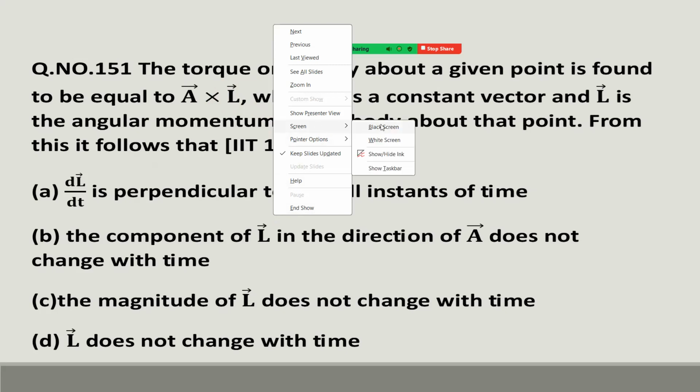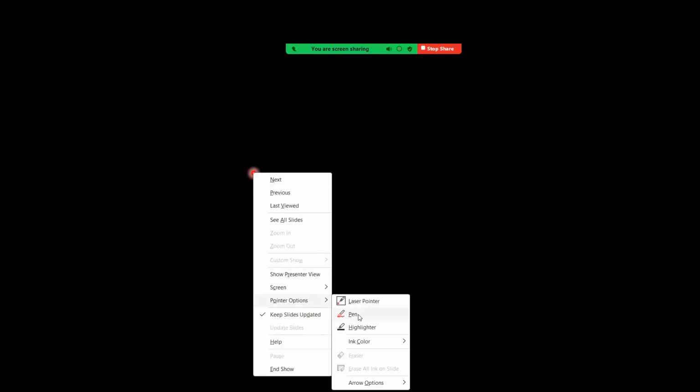Let us see how to verify these options. So it is now given that torque is equal to A bar cross L bar, and L bar is the angular momentum about the same point. A bar is a constant vector, as given in the condition. Okay. That means both direction and modulus values do not change.